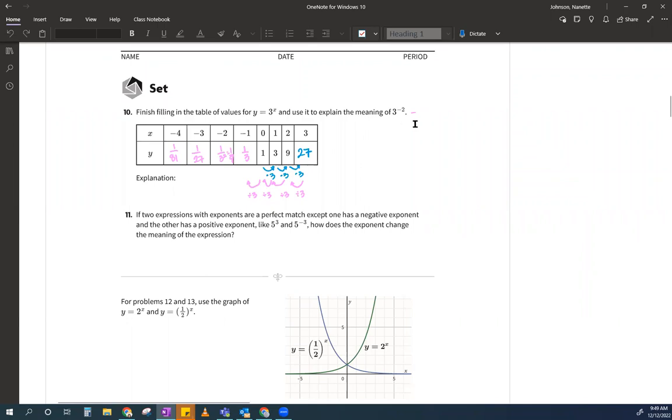Some people say, hey, Ms. Johnson, can't you just make it positive? And yes, you can, because that's the pattern that you see. But if you didn't understand where that comes from, then that rule will easily be lost, especially on a quiz or a test, because you'll think it makes it negative. No, it doesn't. So really go for understanding and not just, I know what to do.